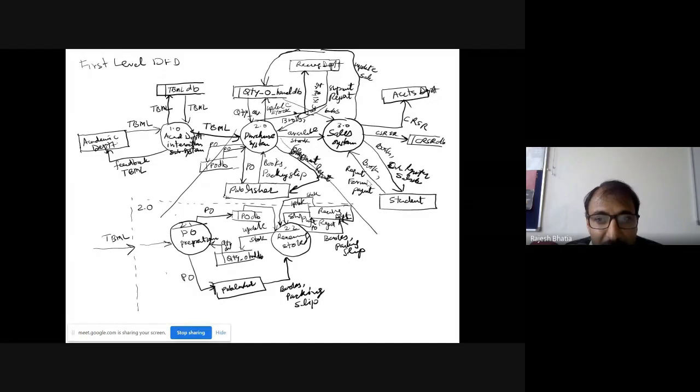I hope things are clear. Anything you want to ask? So in the next tutorial, I will give you a statement. First, you will draw your zero level data flow diagram and you will share your screen with me, or from CAM only on your notebook you can show me. Because until you draw with your hand, with your pen and paper, you will not understand.